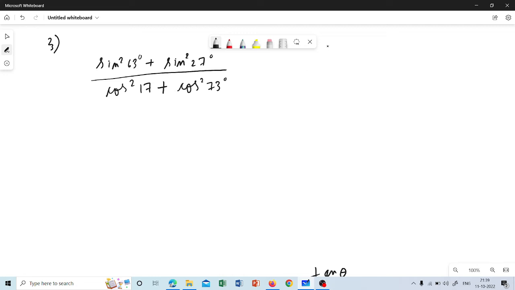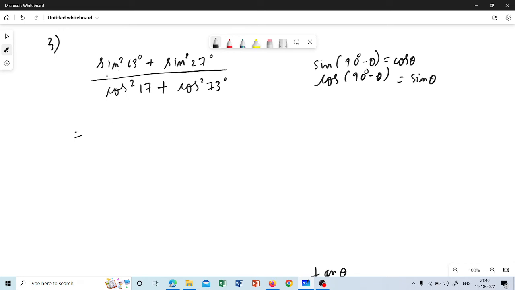Now, in a revision video I have discussed the complementary angle property, that is, I can write sine of 90 minus theta is equal to cos theta, and similarly cos of 90 minus theta is equal to sine theta. These are all degrees, so 90 degrees minus theta. Using this property, you can see that I can write sine in terms of cos, and similarly you can write anything.